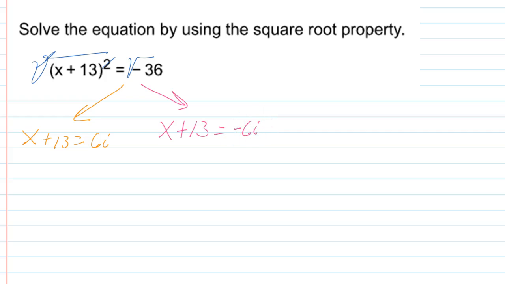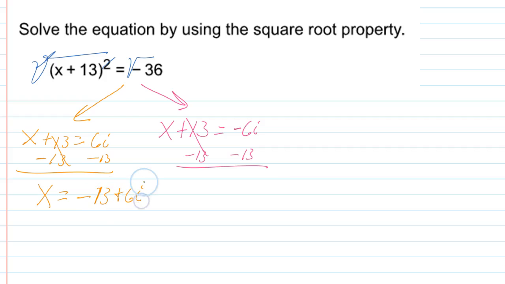For both of these, we need to move the 13 to the right-hand side, so we subtract 13. That gives you x is equal to. Now, the i makes it an imaginary number, so we can't combine these terms because they're not alike. We would say negative 13 plus 6i and negative 13 minus 6i.